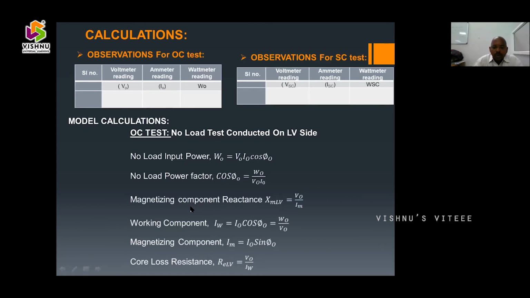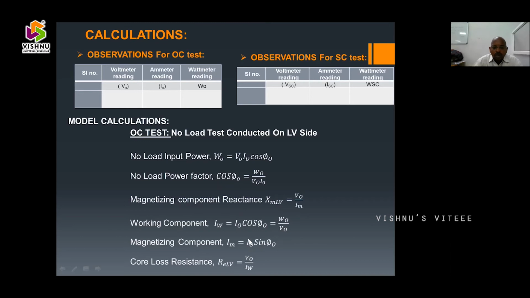The next component is the magnetizing reactance of the transformer, V naught by Im. Next, the working component of the current is Iw equal to I naught cos phi naught, that is W naught by V naught. The magnetizing component of current Im is equal to I naught sin phi naught. After getting the no load power factor, directly multiplying it with I naught gives the working component of the current. From cos phi naught, we calculate sin phi naught using a mathematical equation, and I naught sin phi naught represents the magnetizing component of current.